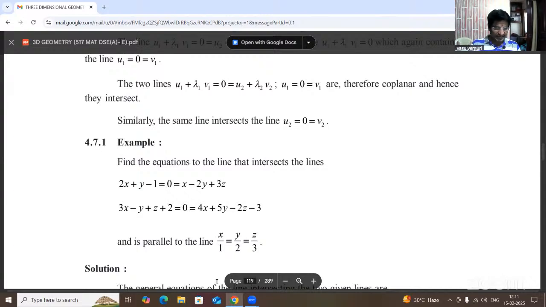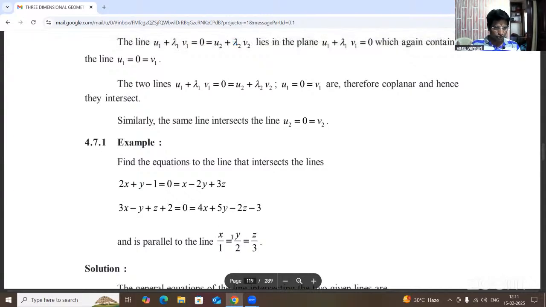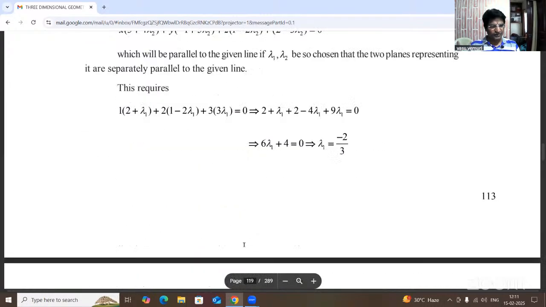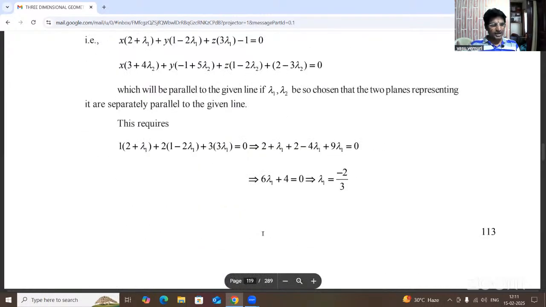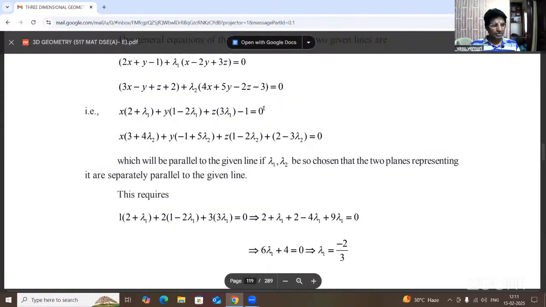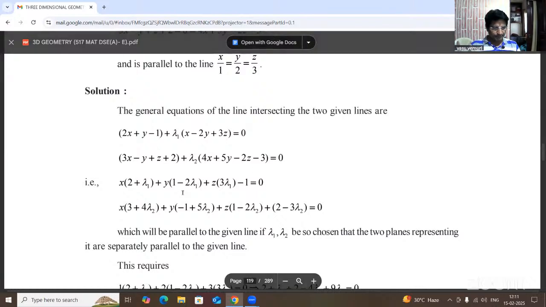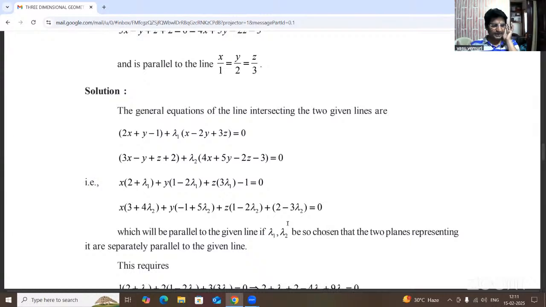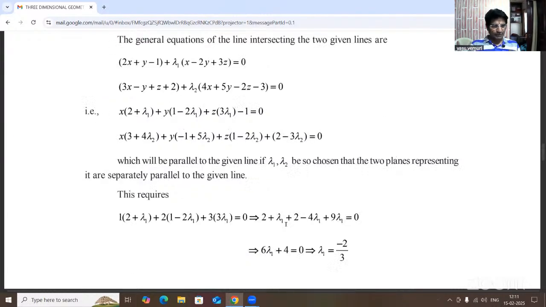The point on the given line is 0, 0, 0, because there is no constant. So we directly substitute the direction ratios l, m, n as 1, 2, 3 in place of x, y, z. We get the lambda value and the lambda 1 value from both equations. Substituting this part and again substituting this part, with x, y, z values 1, 2, 3 from the given line, since it is parallel, we get the lambda and lambda 1 values.